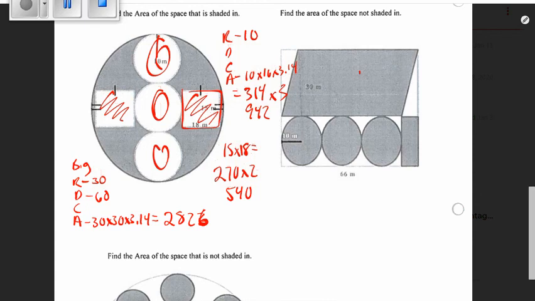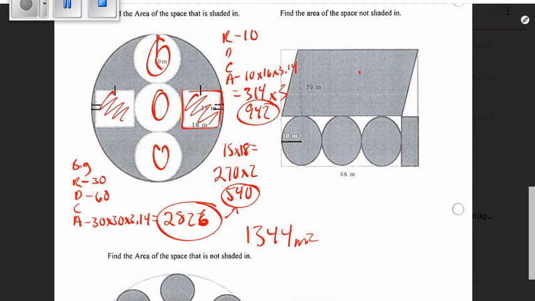So what I gotta do now is take everything, subtract off my squares, and subtract that off. So I take 2,826 minus 540 minus 942, and I end up with 1,344 meters squared. Okay. Hopefully that gives you guys an idea of how we solve these types of questions. If you're still struggling, I will do another video on the other three, but for the most part, I think that summarizes everything up to date.